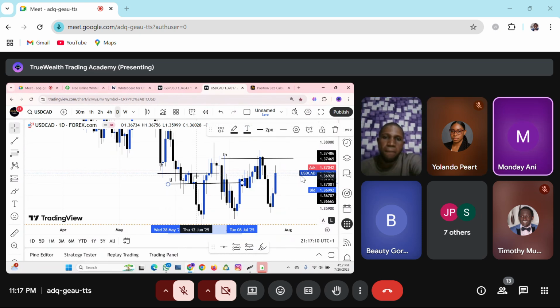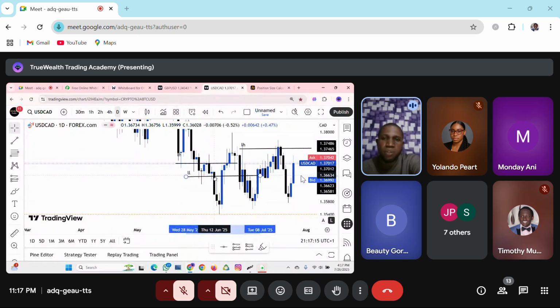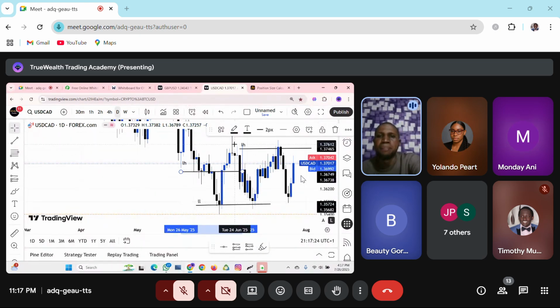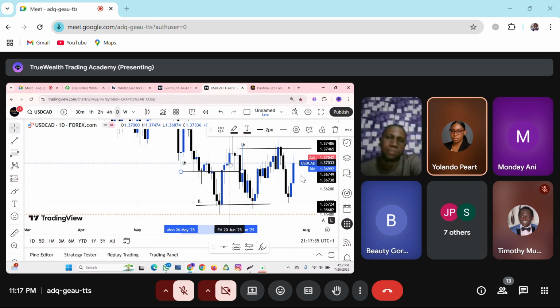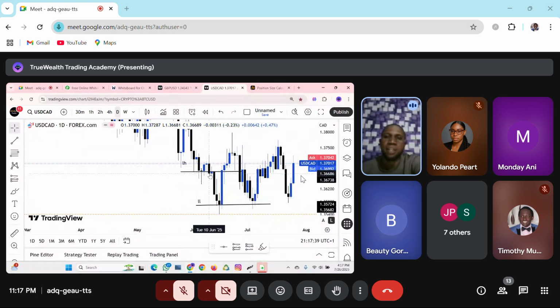Boom! It broke down again. So this becomes our new lower low, and this a lower high. Boom! It broke our lower high and becomes an uptrend. Anytime a lower high is broken, it becomes an uptrend. Right? So you come here and turn this place to a higher high.